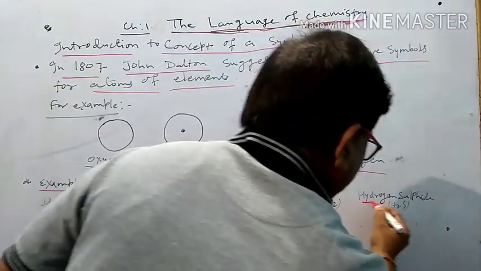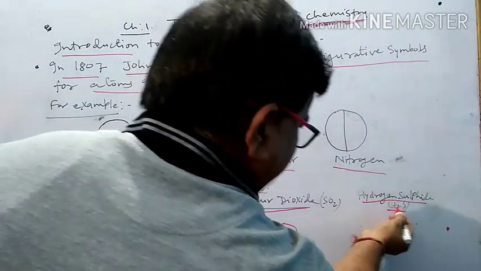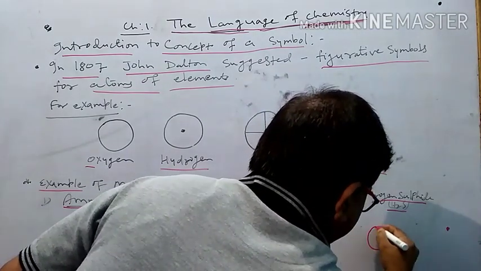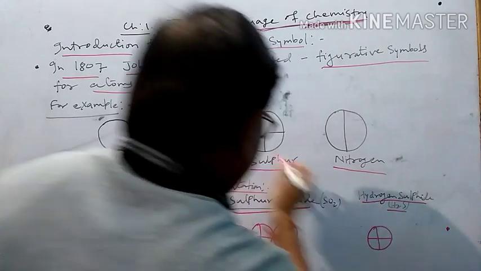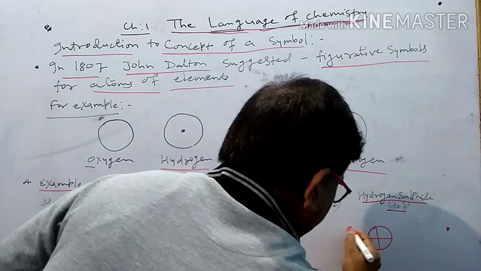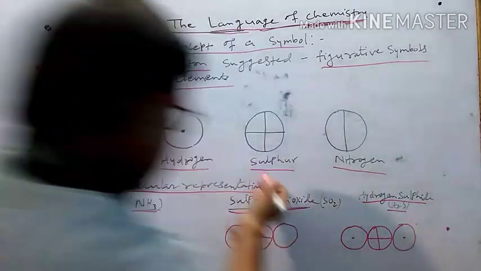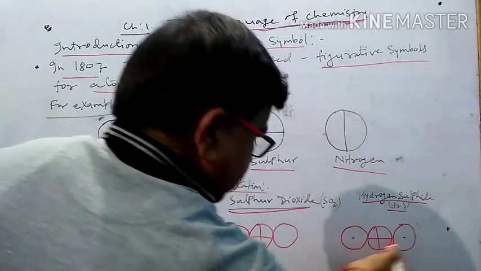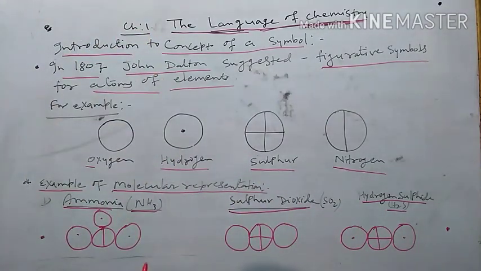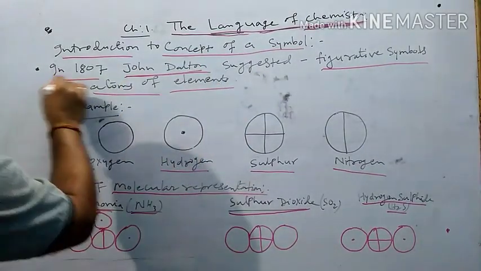And third, hydrogen sulfide. Its molecular formula is H2S. So here S is sulfur, the structure of sulfur, and H2 is hydrogen. So this is the structure of hydrogen sulfide. These structures are the figurative symbols, proposed by John Dalton in 1807.